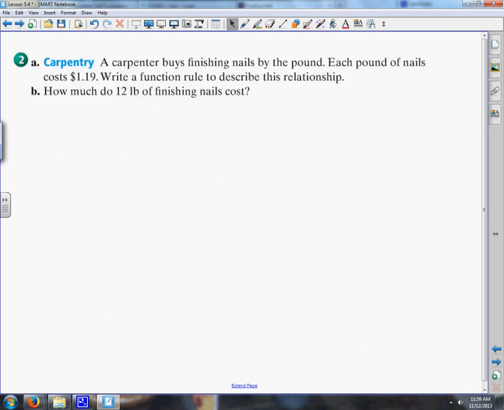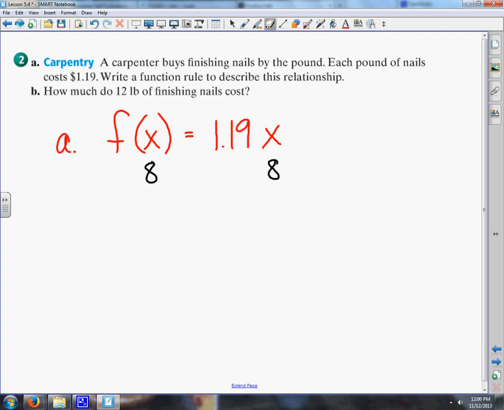A carpenter buys finishing nails by the pound. Each pound of nails costs $1.19. Write a function rule to describe this relationship. For A, if I write a function rule, this means f of x equals $1.19 times x, because it's $1.19 per pound. So if I were to buy 8 pounds, my function of 8 pounds would be $1.19 times 8. I would put in 8 for each x value.